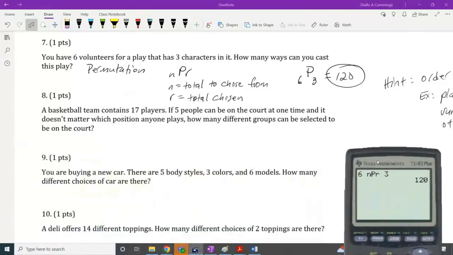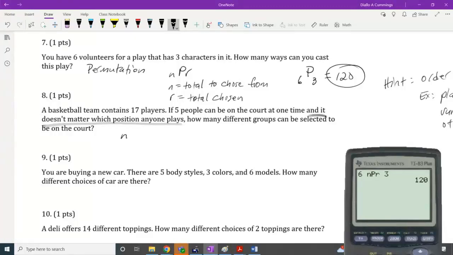All right, number 8 says, well, any questions about 7? Anytime you see the word play or casting a play, that should always be a permutation. Number 8 says a basketball team contains 17 players. If 5 people can be on the court at one time, and it does not matter which position anyone plays, so that means that the order does not matter. So that's a combination. How many different groups can be selected to be on the court?